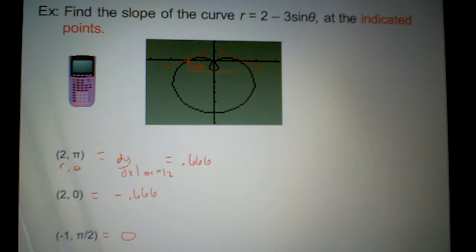Out negative 5, 3 pi over 2. Bet you can guess where that is. That's going to be down here. And can you guess what that slope is going to be? There you go.